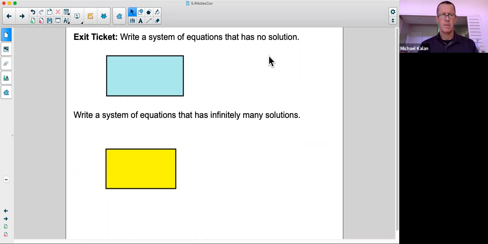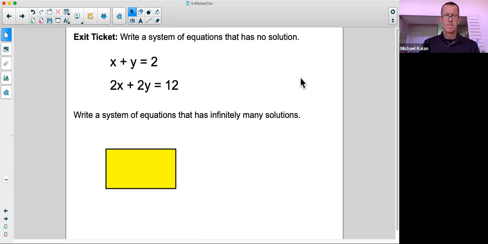Okay, exit ticket. Write a system of equations that has no solution. So think about what you need to have in order to make it so that there's no solution. You need to have parallel lines. What do parallel lines have to have? Same slope, different y-intercepts. So write one. Here's mine.